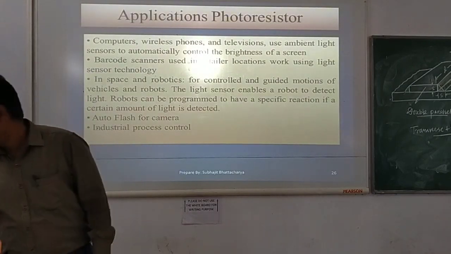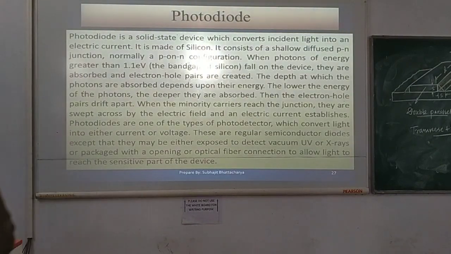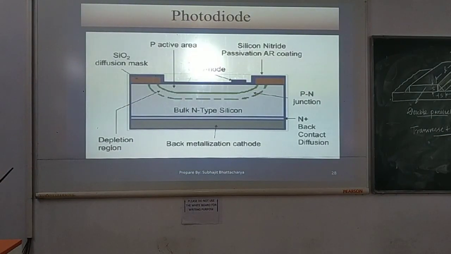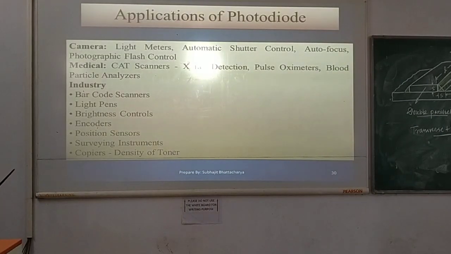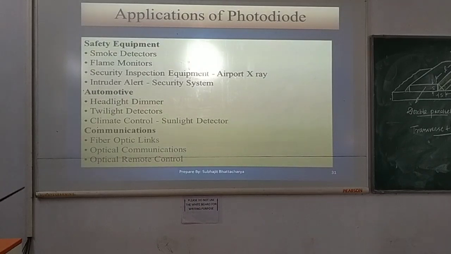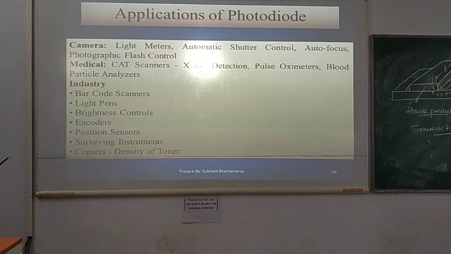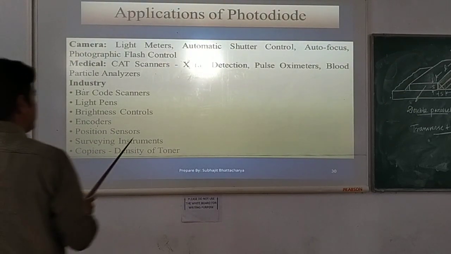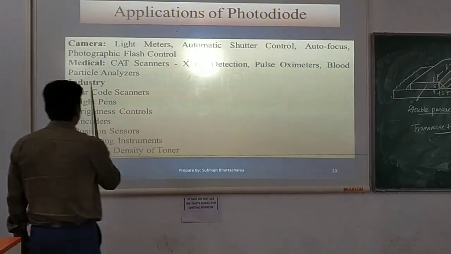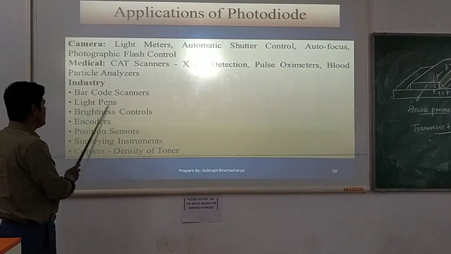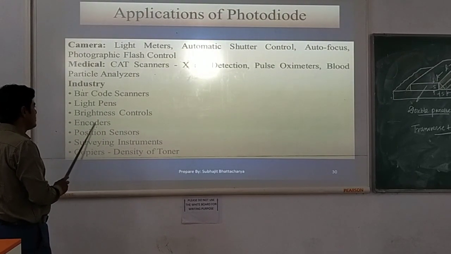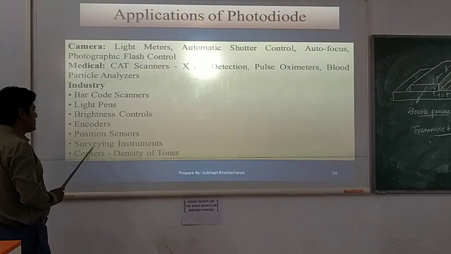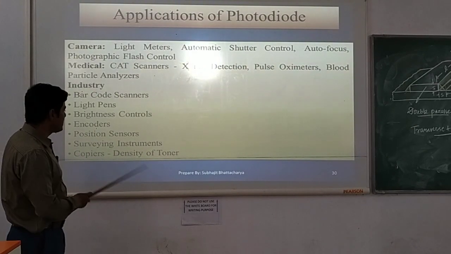So, photodiode we have already discussed how this works, and similar to photoresistors, the photodiode applications are similar things. You can see there are applications in camera, medical, in medical CT scanner, X-ray detection, pulse oximeters, blood particle analyzer, in industry barcode scanners, light pens, brightness control, encoders, position sensors, surveying instruments, copiers, density.